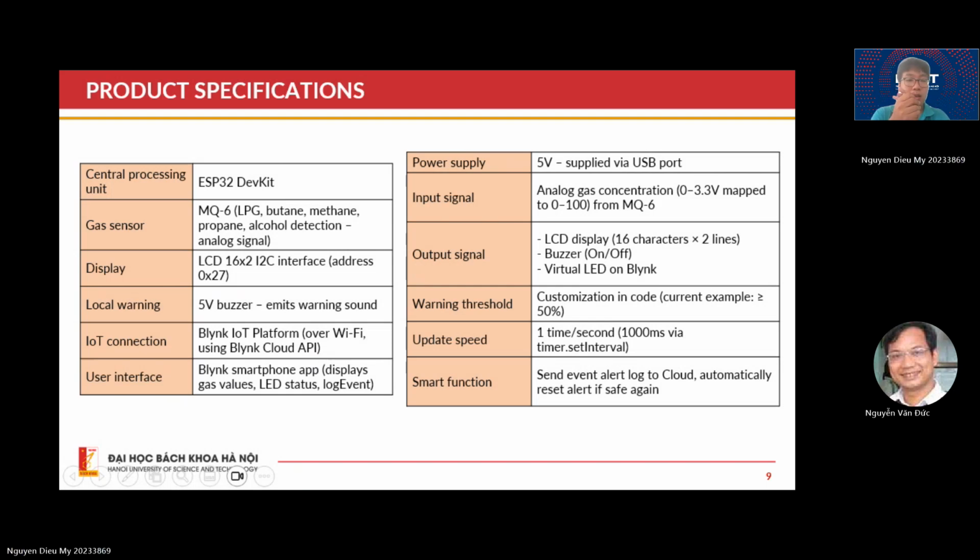The input is the analog gas concentration from the MQ6, and the output signals are from the buzzer, the LCD display, and the LED on Blynk. The warning threshold we will customize in the code. For example, here we will use 50% for the threshold. The update speed is 1 time per second. And there are some smart functions, like sending events to the cloud and automatically resetting the alert when the level returns to normal.